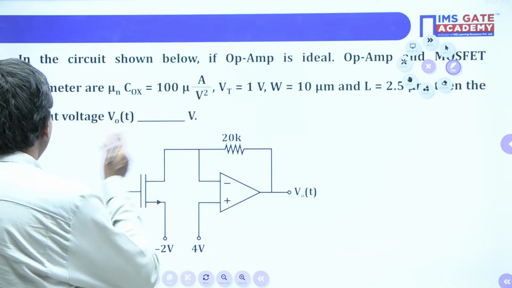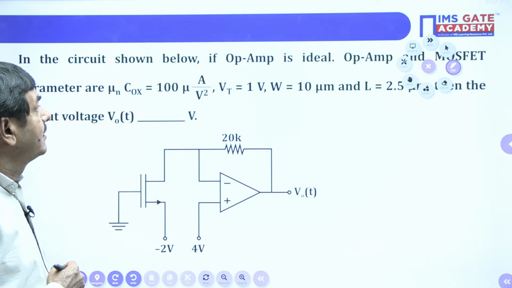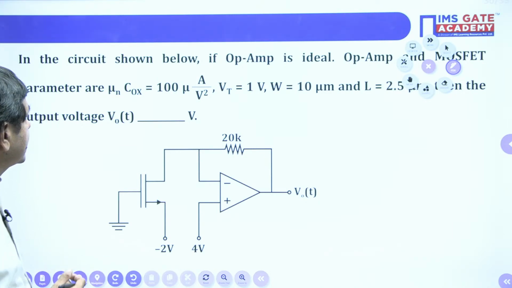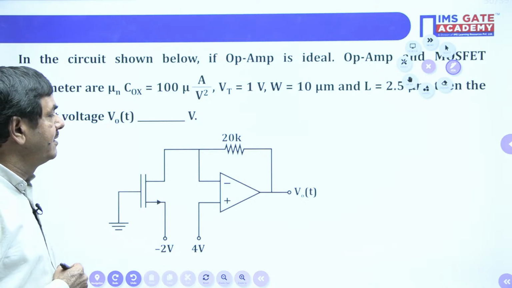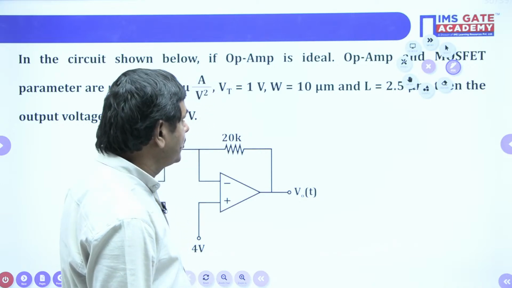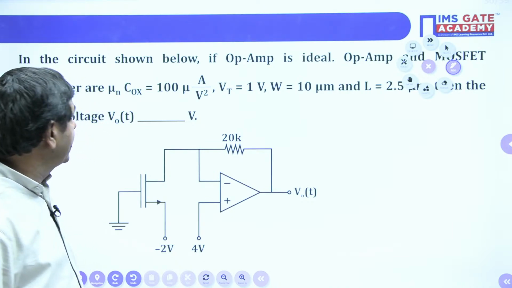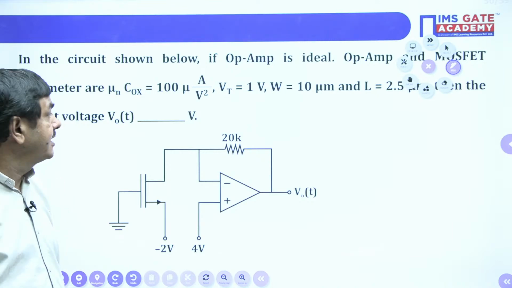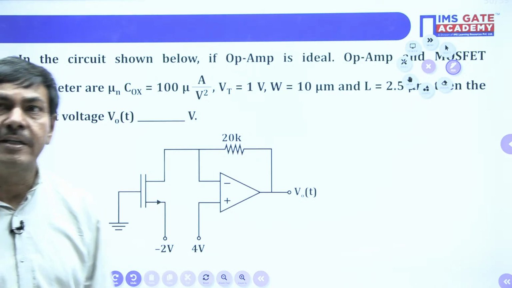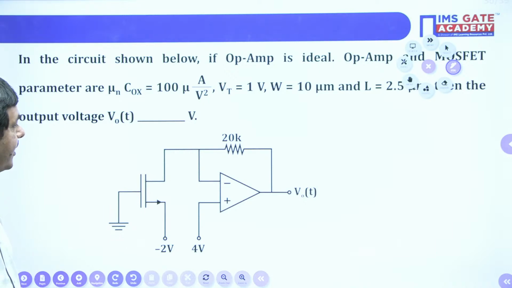In the circuit shown below, if the operational amplifier is ideal, it is given as an ideal op amp, and the MOSFET parameters are mu_n C_OX equal to 100 microamperes per square volt, V_T equal to 1 volt, W equal to 10 micrometers, and L equal to 2.5 micrometers. Then the output voltage V_0(t) is dash volts. It is asking to measure V_0. What output is possible to get from this circuit? How can we find V_0(t) from the given problem? That is the question.